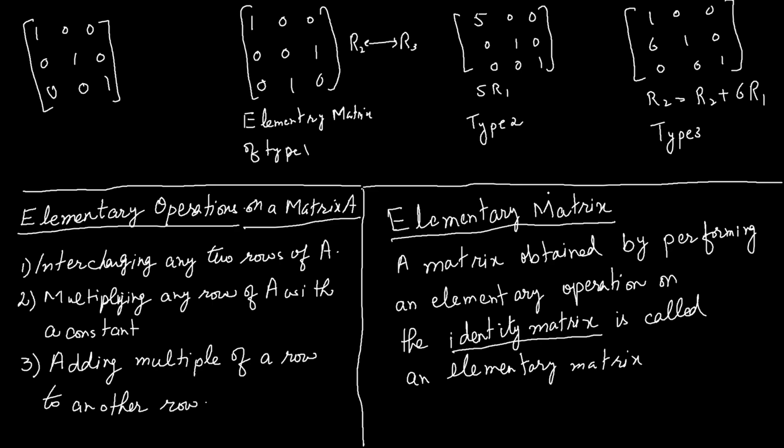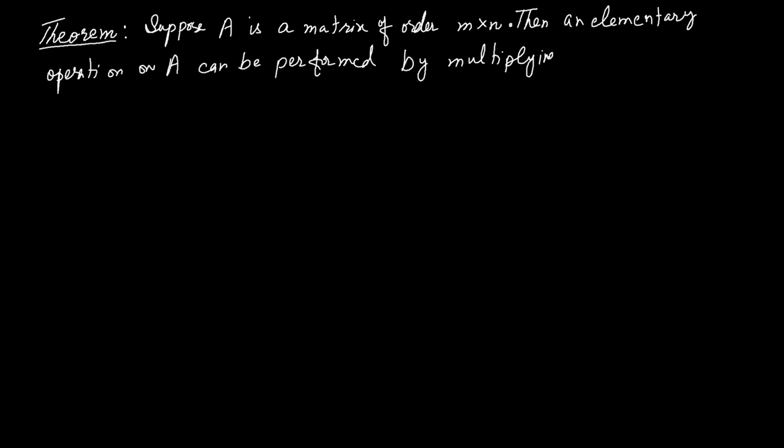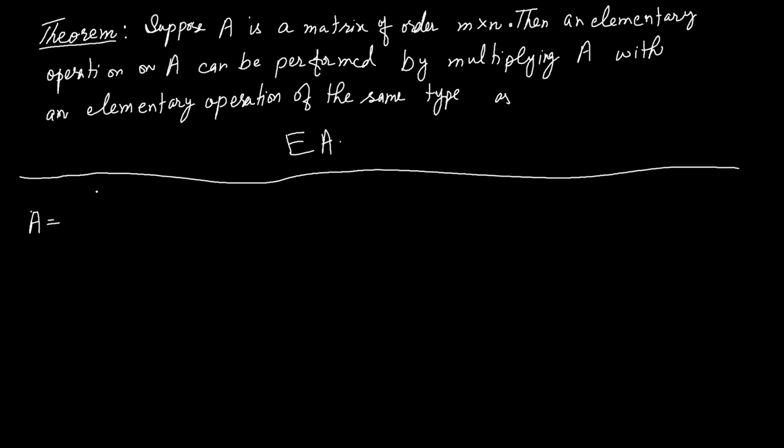We will now discuss an important result about elementary operations. We state this theorem about elementary operations without proof. I invite you to try to outline a general proof of this theorem. The theorem states that if A is a matrix of order m cross n, then an elementary operation of any type can be performed on A by multiplying A on the left with the elementary matrix of the same type, like E times A. We discuss this theorem with an example. Here is a matrix A whose order is 4 rows and 3 columns.